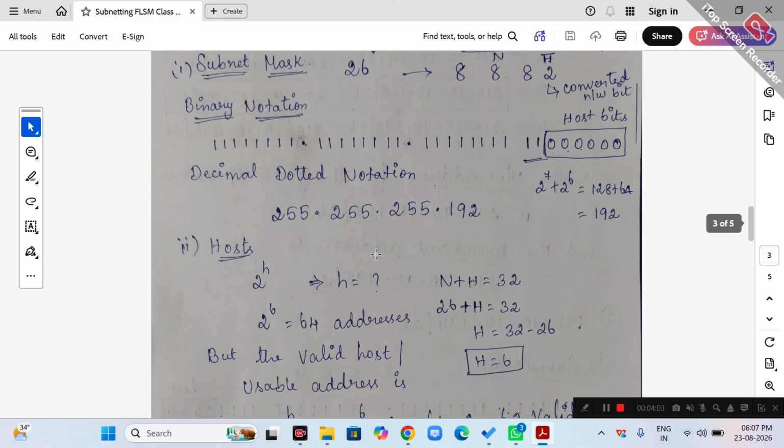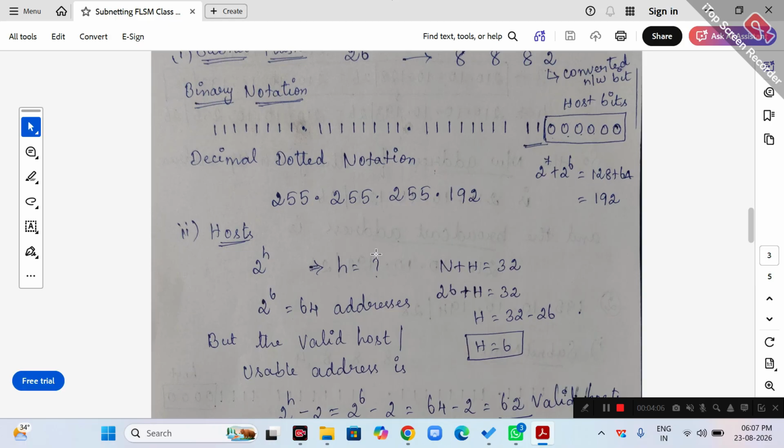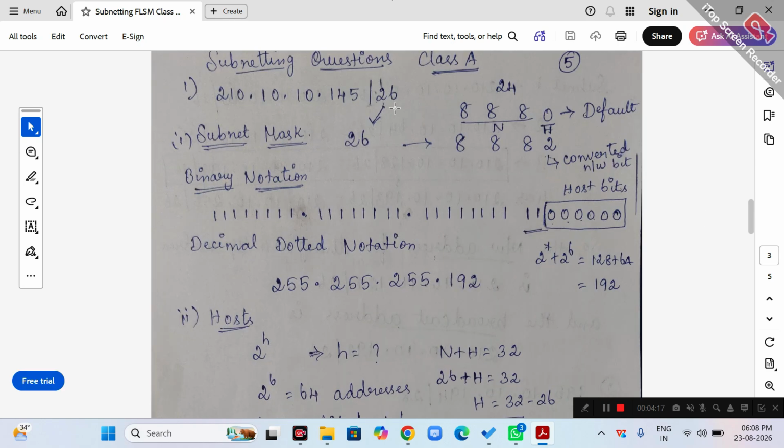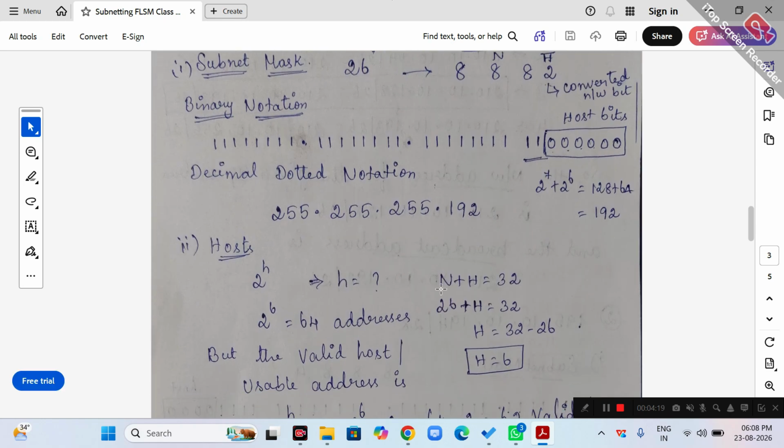Now we can find how many hosts are available, the total number of usable hosts. It is 2 to the power h, where we need to find h. We don't know h, but we know n from the question. Here n plus h, the total number of network bits and host bits, is 32 by default. The n value is 26 from the question and 32 bits is the IPv4 address length. So h equals 32 minus 26, which is 6 bits.